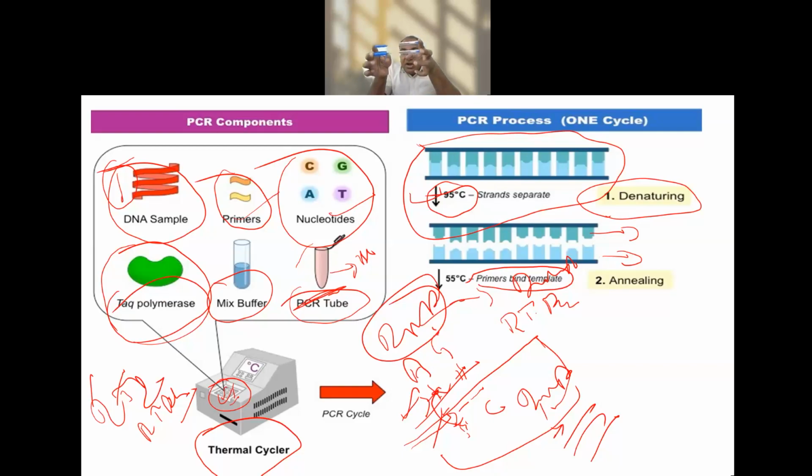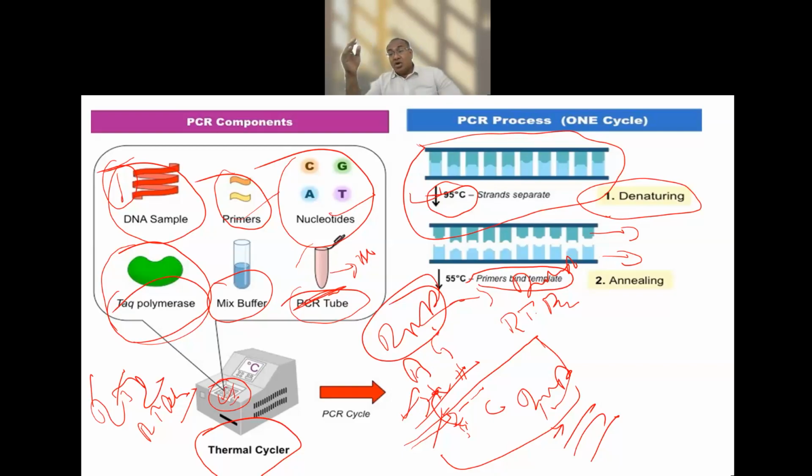and adding nucleotides to give rise to a new strand of DNA, a new strand of DNA. So I had one, then two in the second one. Then the 2 will become 4, the 4 will become 8, then 16, then 32. Like that, I have an amplification of these particular strands of DNA.